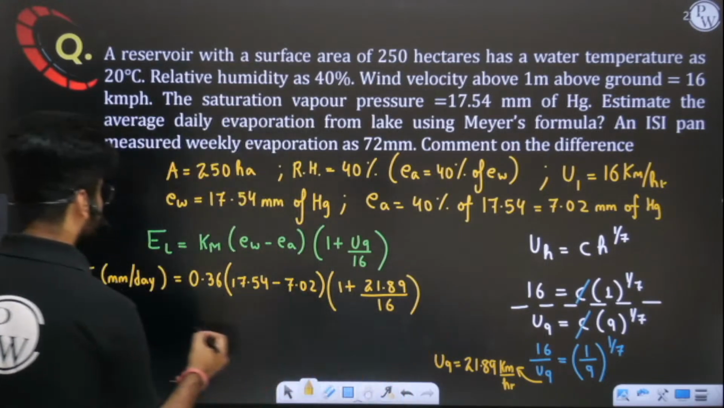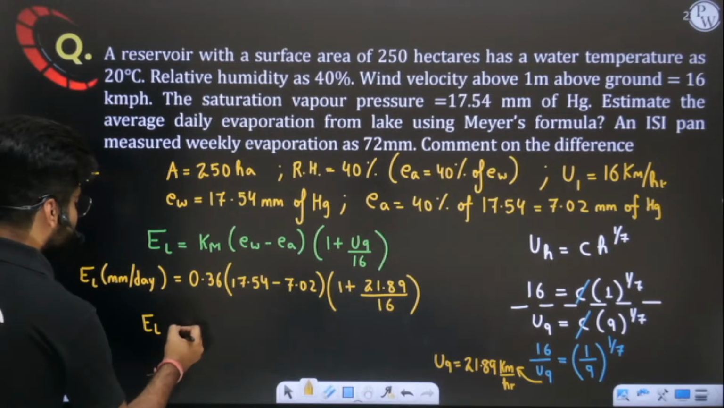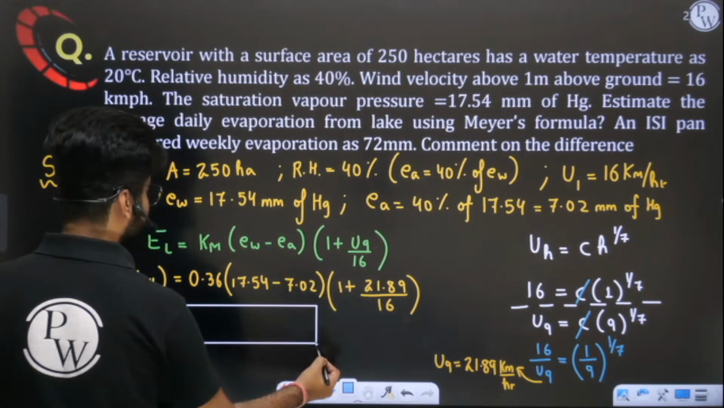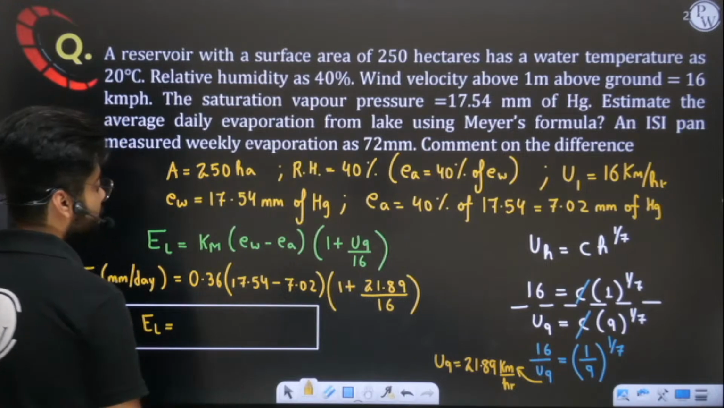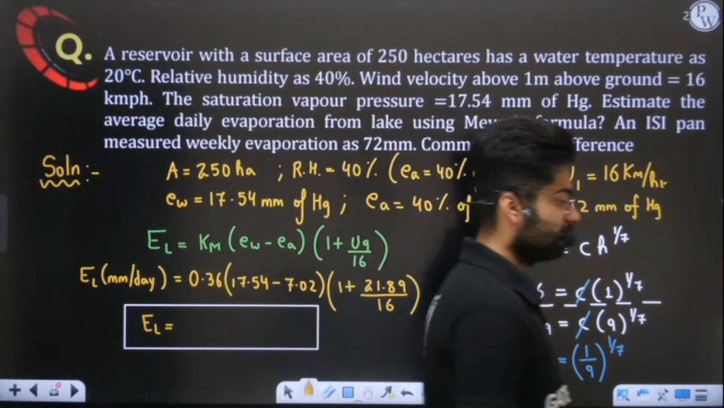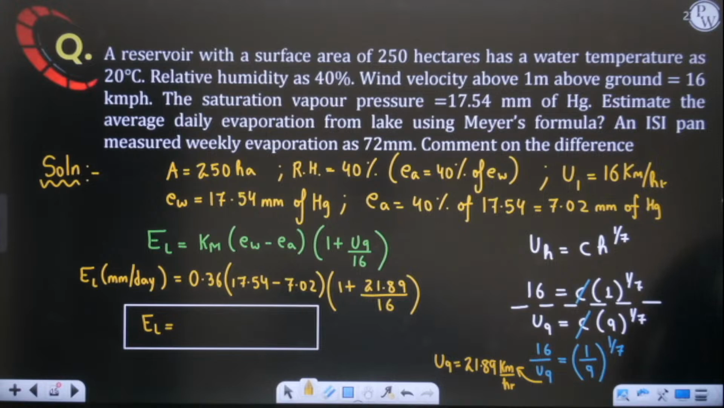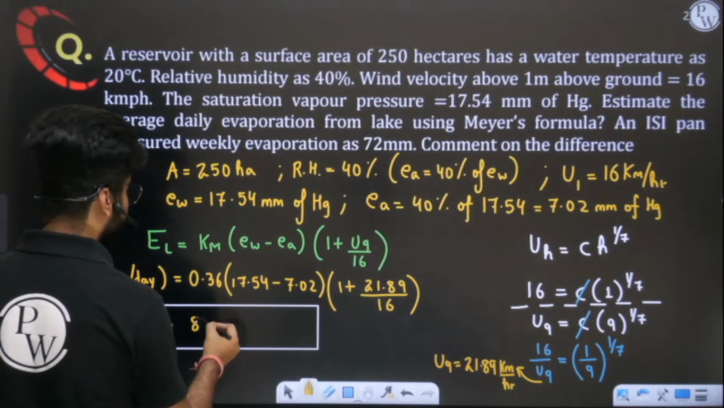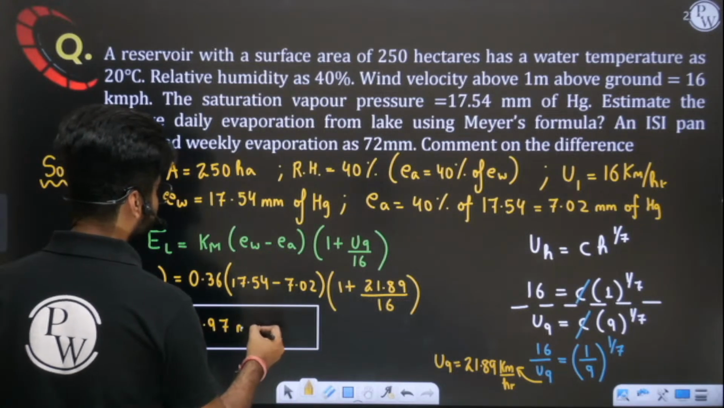So how much lake evaporation are we getting here per day? Use Mayer's formula and try to find the lake evaporation. The value which we are getting here is, yes, Sushil, perfect, 8.97. Great. So Mayer's formula is very clear to you.